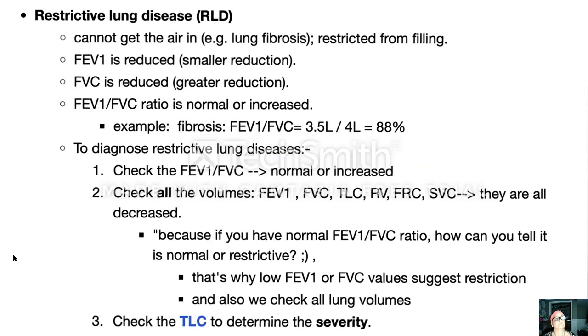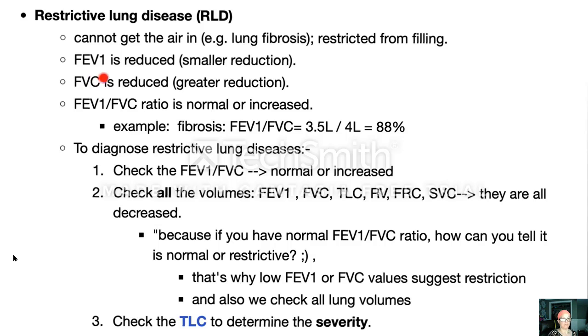Now let's talk about restrictive lung disease. What is the definition? My lungs are restricted from filling. I cannot get the air in, not out. Example, lung fibrosis. If I cannot get the air in, therefore there is less air coming out because I had less air coming in to begin with.